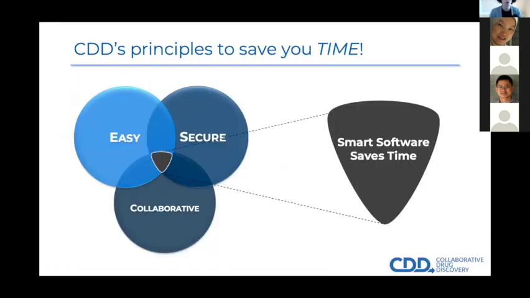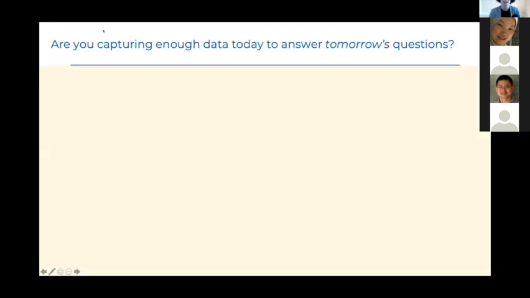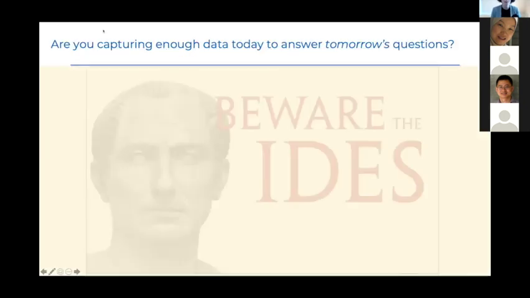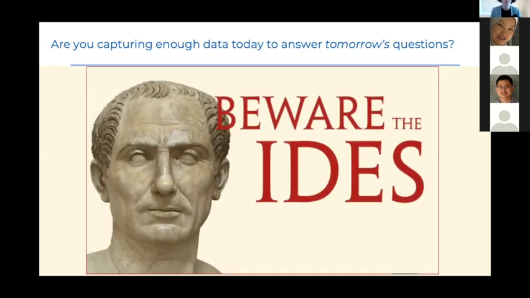So all three of these products follow the same core principles. They have to be easy to use, they have to be secure, and they have to promote collaboration. And in the end, we see this as a formula for creating smart software that saves you time. But one of the things to think about is inside the lab, how do you practically save time? And the answer is you have to be a bit of a soothsayer. You have to try to future-proof your data, right?